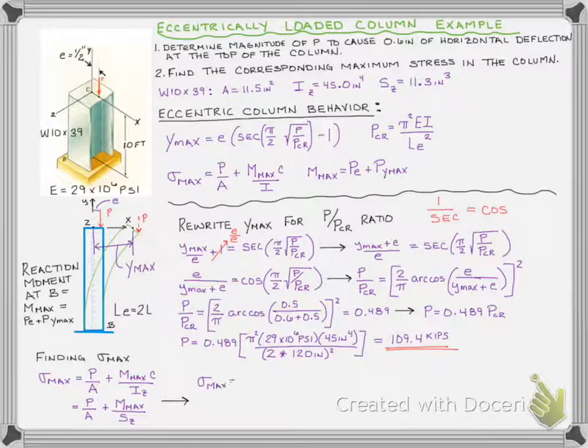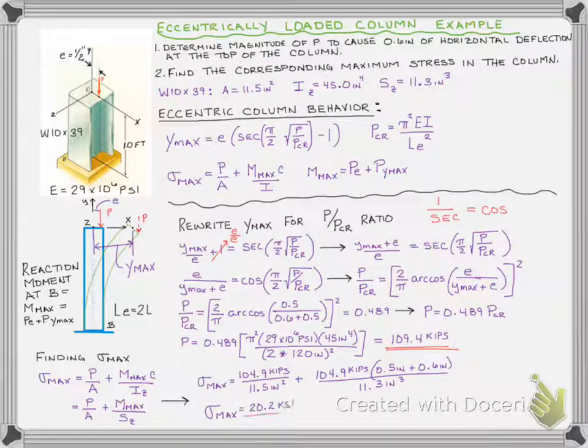So we'd have our P over A, 109.4 kips divided by our 11.5 inches squared. And then we'd have our P, our 109.4 kips, times the eccentricity, 0.5 inches, plus the lateral displacement of 0.6 inches, and all of that divided by our section modulus of 11.3 inches cubed. And that's going to give us 20.2 ksi as the max stress acting on our column.